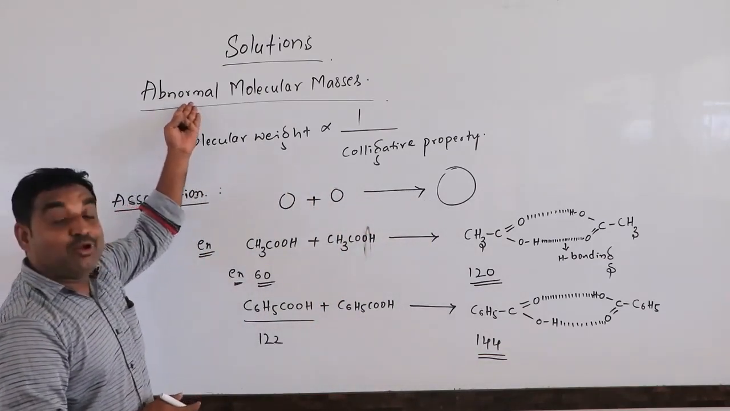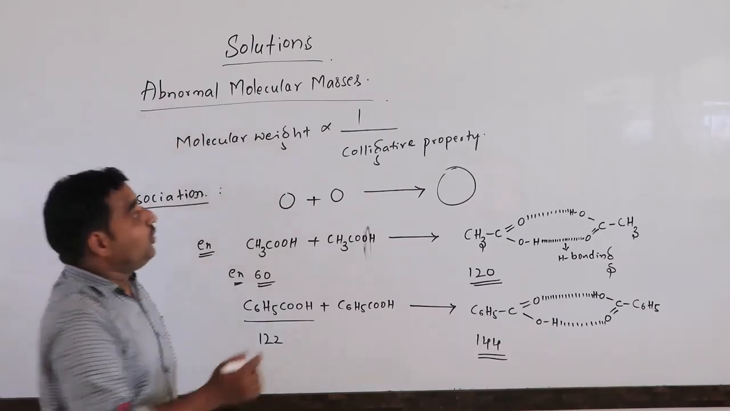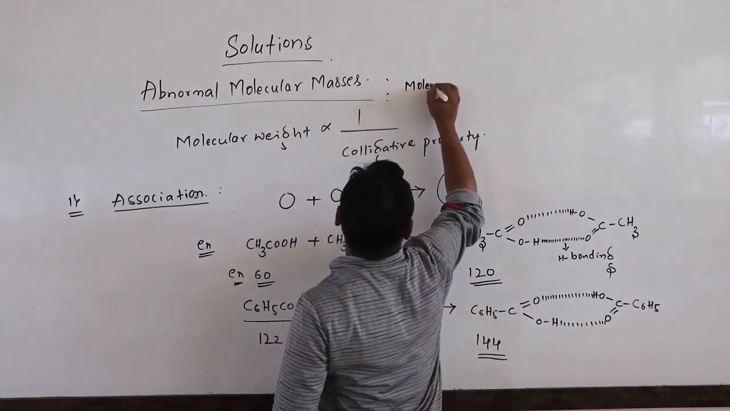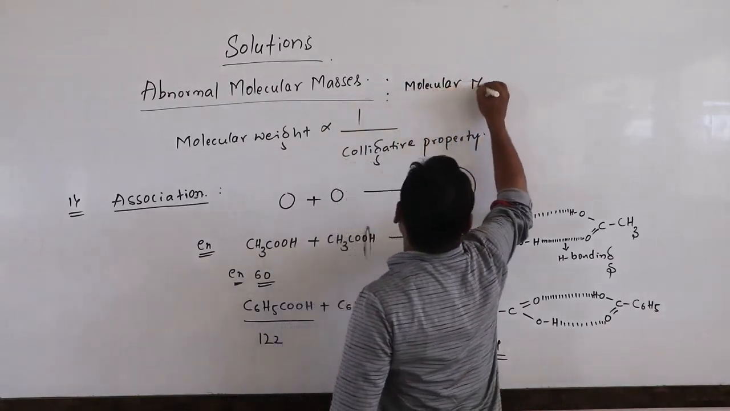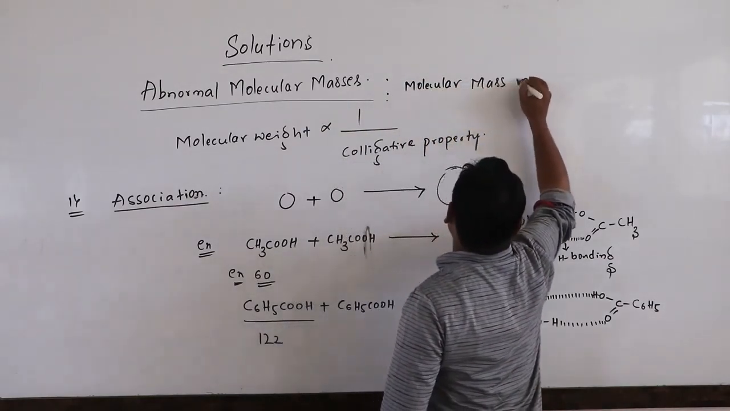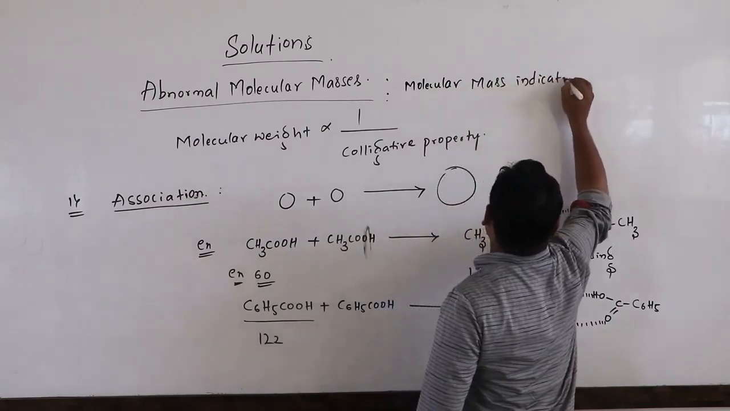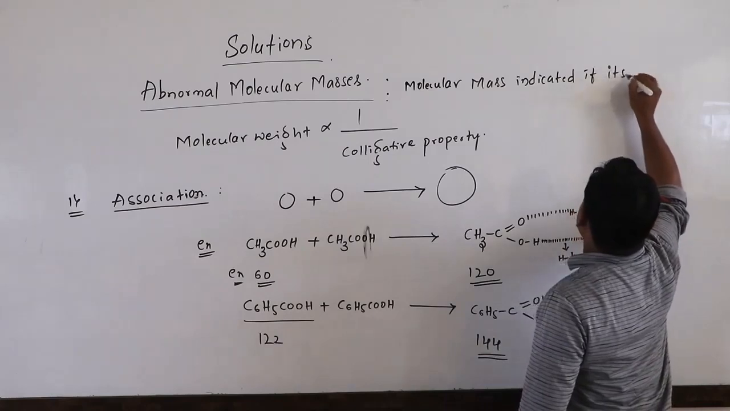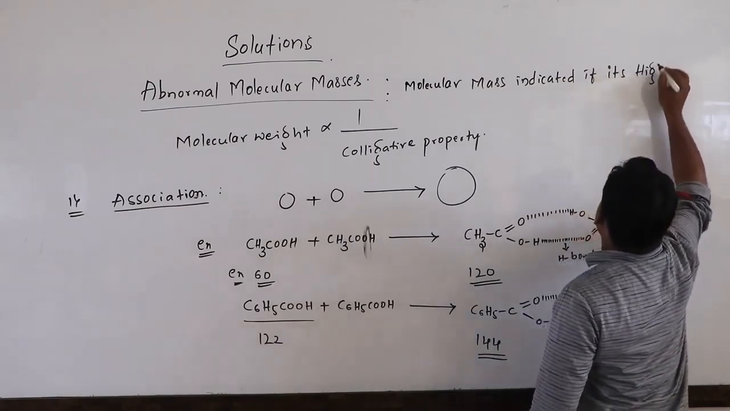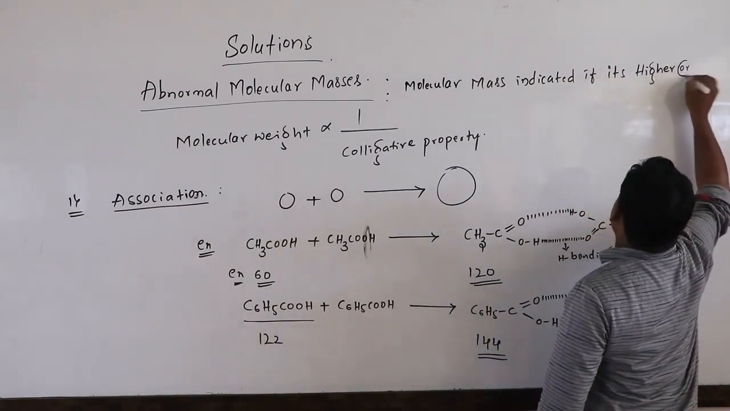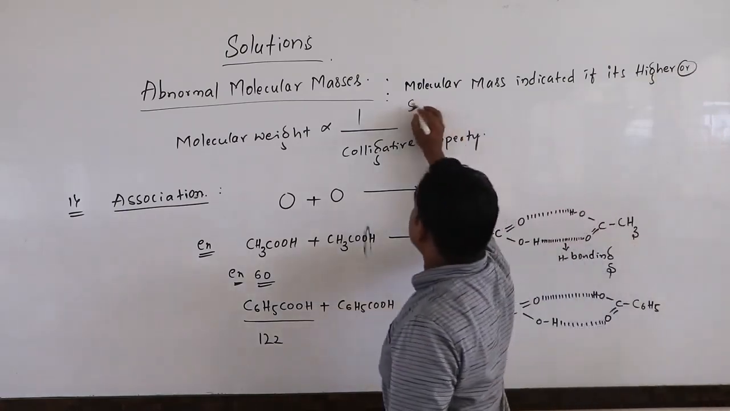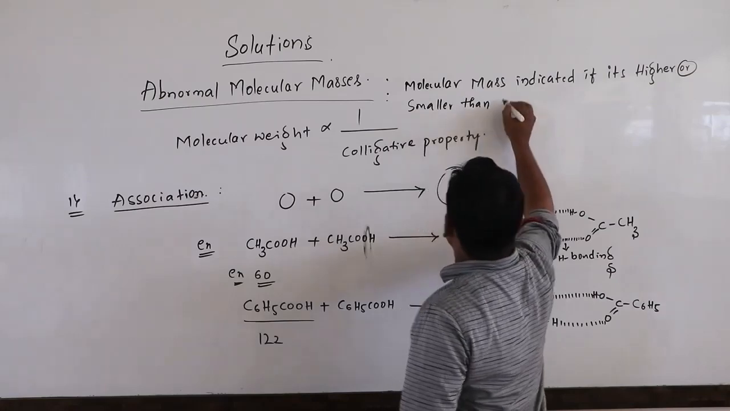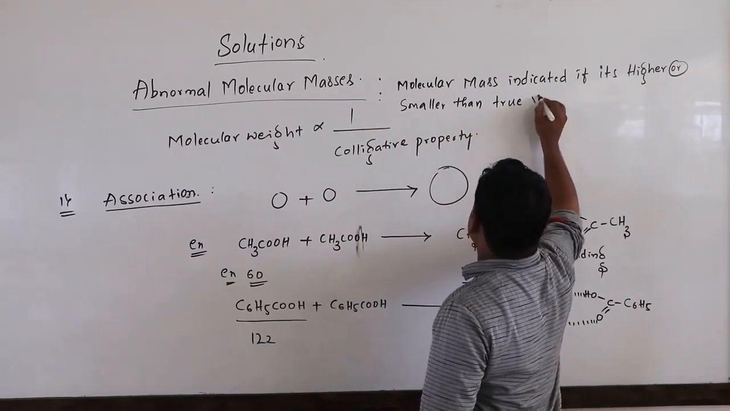How to define the abnormal molecular mass then? So the molecular mass, or molar mass, indicated, if it is higher or smaller than the true value or actual value.